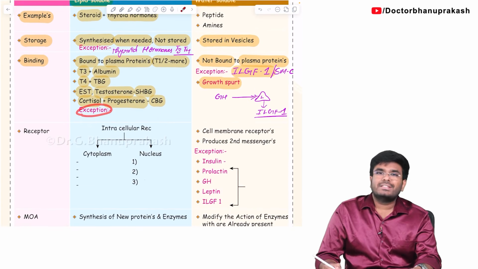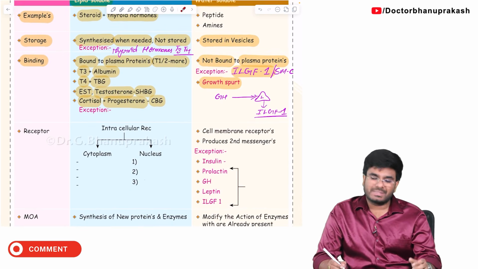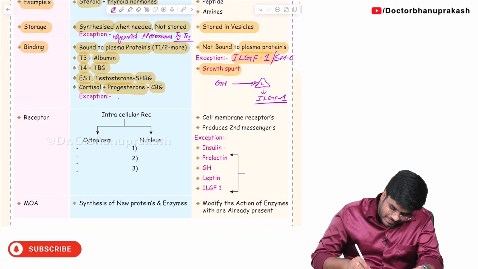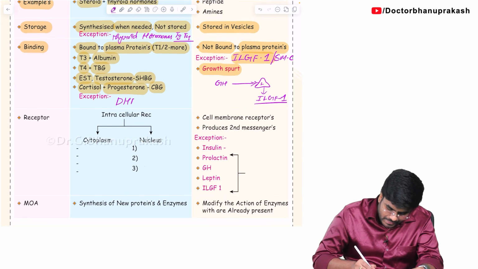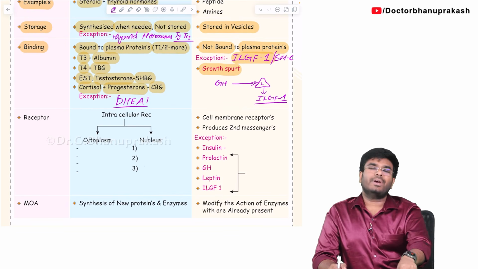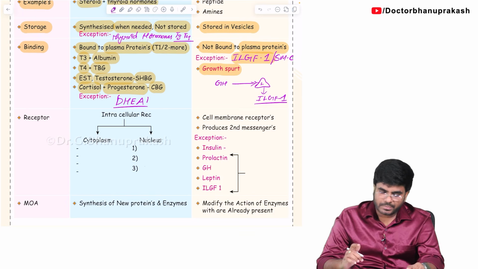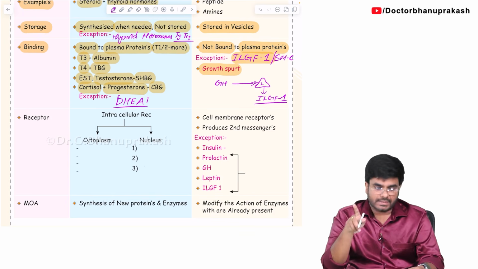Next. And here also one more exception. What is that exception? See, there is a lipid soluble hormone which is not going to bind with the plasma protein. What is this exception here? That is DHEA, dehydroepiandrosterone. So this dehydroepiandrosterone, okay, it's a lipid soluble hormone, but it does not require any plasma proteins. Okay, these are the two exceptions. IGF-1 and DHEA are the exceptions.